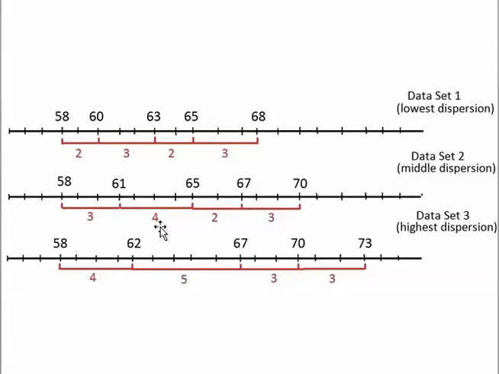Well, let's see. Oh, I'm sorry. These 4 would add up to 10. These 4 would add up to 12. And these 4 would add up to 15. So that's how we know that this has the lowest dispersion. This is in the middle, and this is the highest.